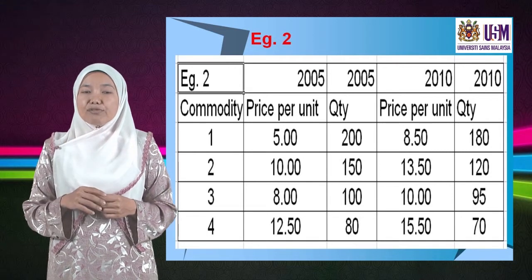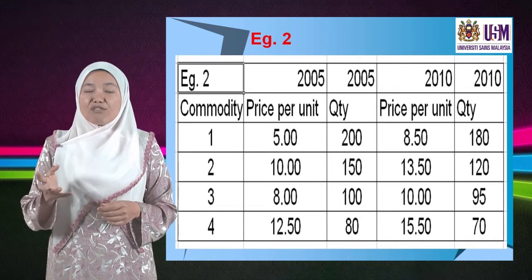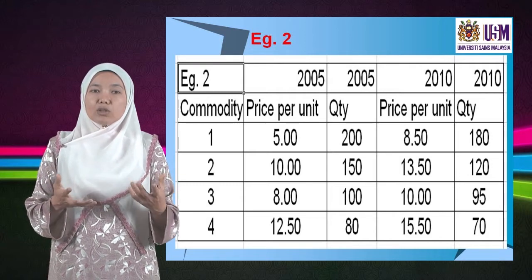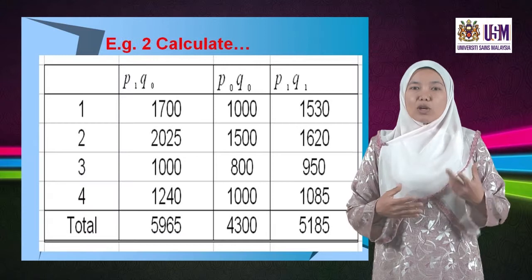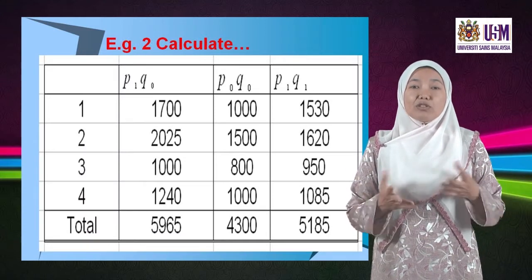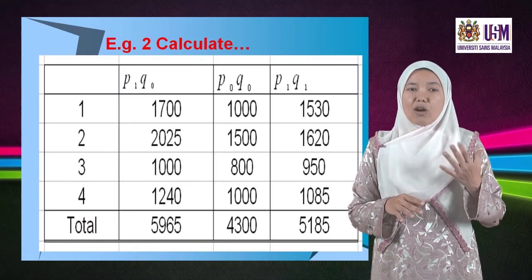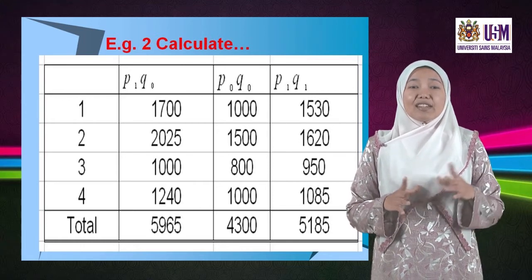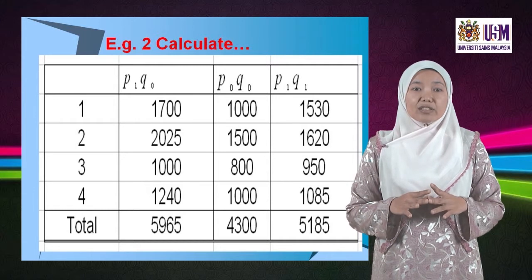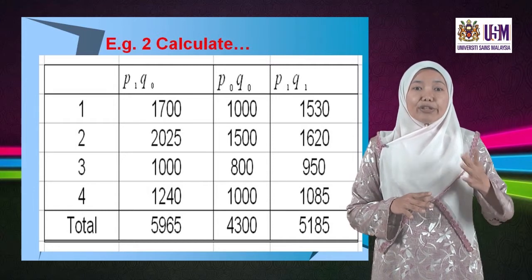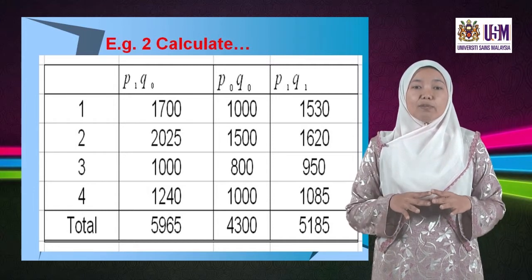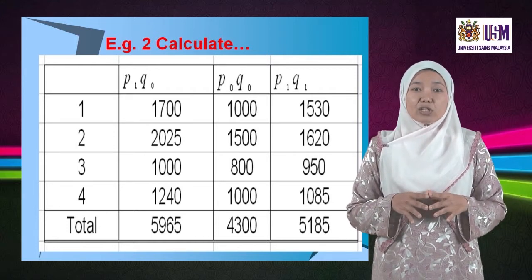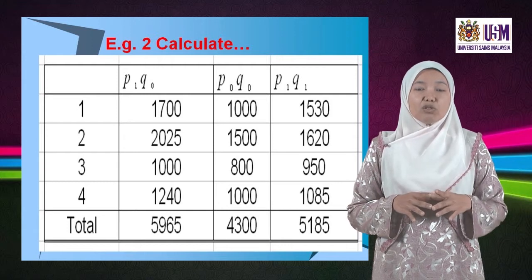But because of the different amounts of price involved, you need to know the average increase in price for this whole company, based on what is being asked in the question. This is what you need to calculate first. For all four components, in the second column you need to calculate the current year price multiplied with the base year quantity, P1 multiplied with Q0, and add them up. And then in the third column, you need to calculate the base year price multiplied with the base year quantity, P0 multiplied with Q0.